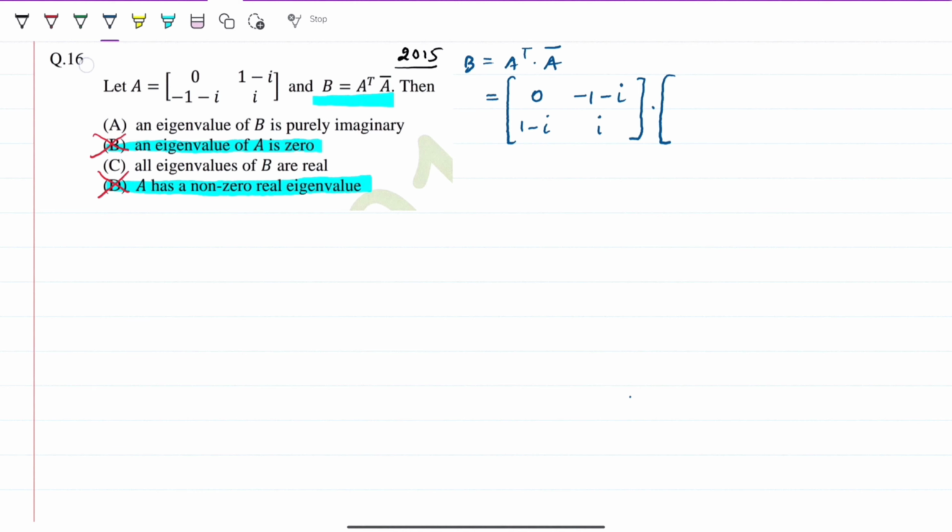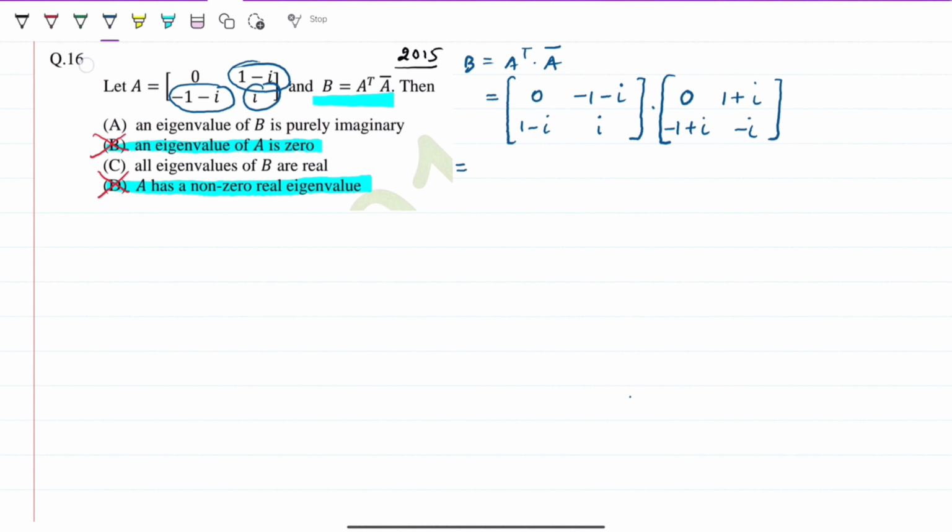Starting with the 1 1 entry, which is 0, the conjugate of that is 0. Now this is 1 minus I, we know that its complex conjugate is 1 plus I. Negative 1 minus I, so that would be negative 1 plus I, and lastly we have an I here, so this is going to be negative I.